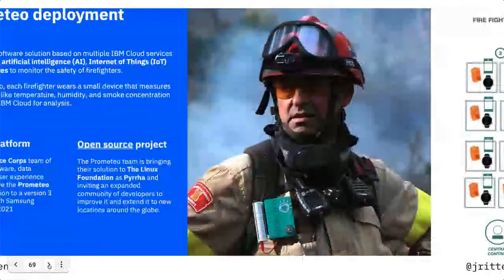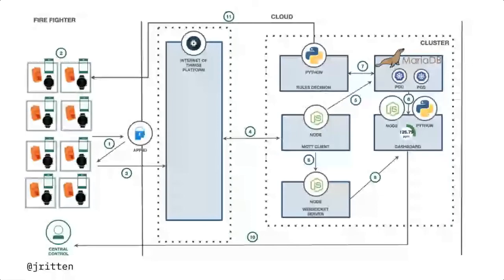Thank you. It's loading on my side. Here we go. It takes a couple of seconds for the slide to settle down, and then you can read the text here. But basically, on the left are the firefighters. They're wearing their Prometeo devices, shown here in the orange color. They also carry a watch and a smartphone, and that's how the device talks to the IoT platform.